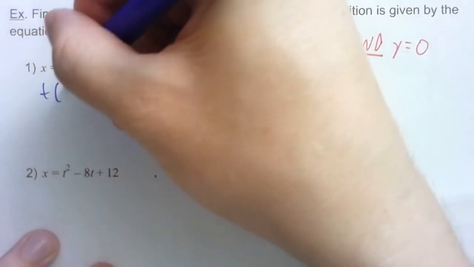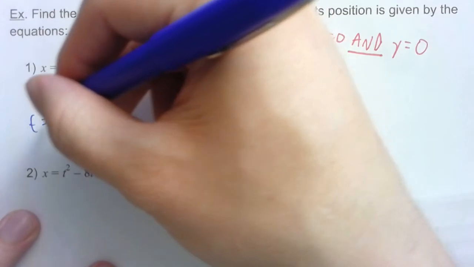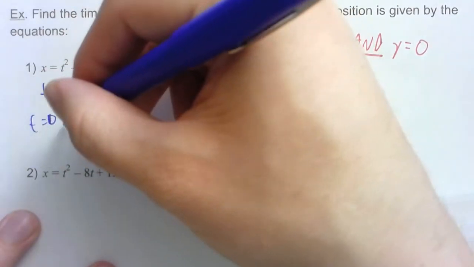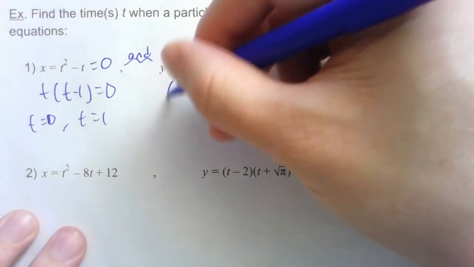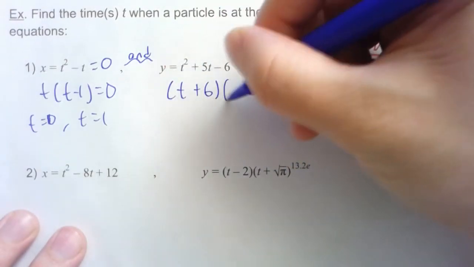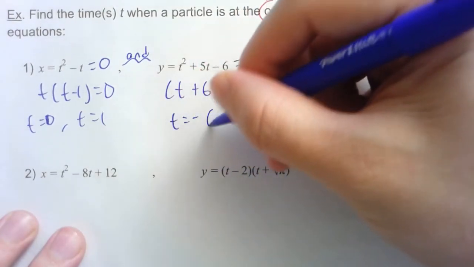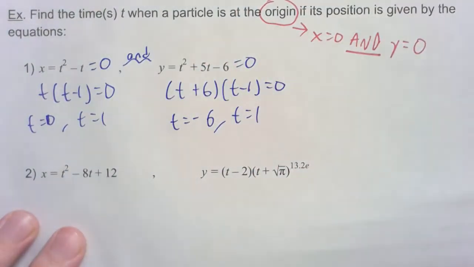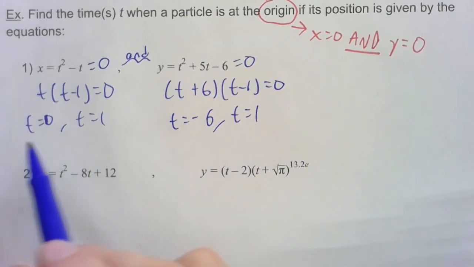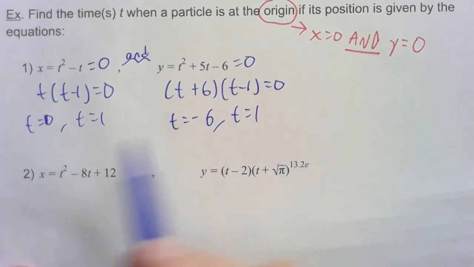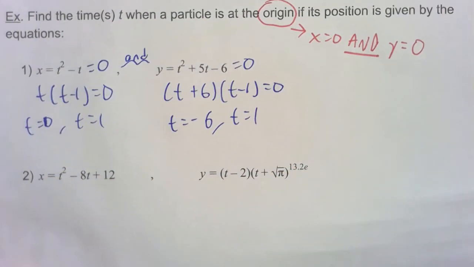This would be t(t minus 1) equals 0. So over here I get t equals 0 and t equals 1. Then over here, that's not too bad to factor. (t plus 6)(t minus 1). So t equals negative 6, t equals 1. So here's the question though. Is it all of these answers? Do I just kind of smash this all together, maybe draw one big box around all those answers?